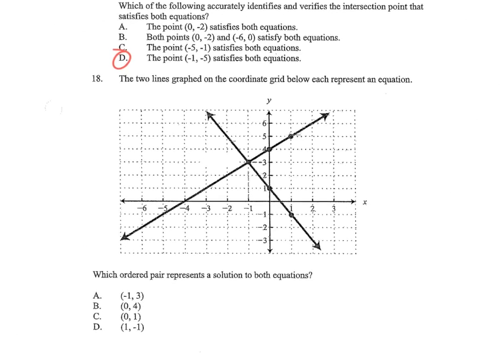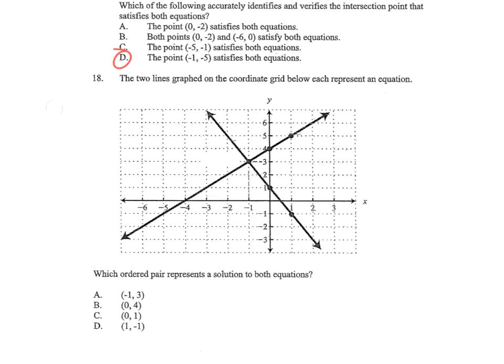Final one, number 18. The two lines graphed on the coordinate grid below represent an equation. Which ordered pair represents the solution to both equations? So wherever the two of them cross. So again, it's got to be an xy pair. Our x is -1. Our y is +3. So we're looking for -1, +3. Answer will be A.